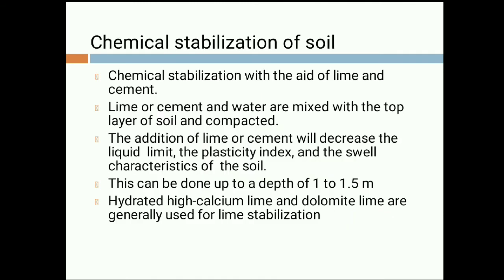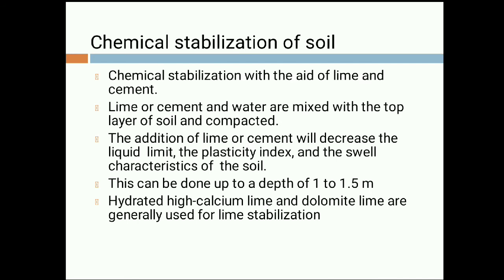Next one is chemical stabilization of soil. Chemical stabilization with the aid of lime and cement. We can use either cement or we can use lime for the stabilization of soil. Lime or cement and water are mixed with the top layer of the soil and compacted. After adding lime plus water to the soil, we can compact the soil.